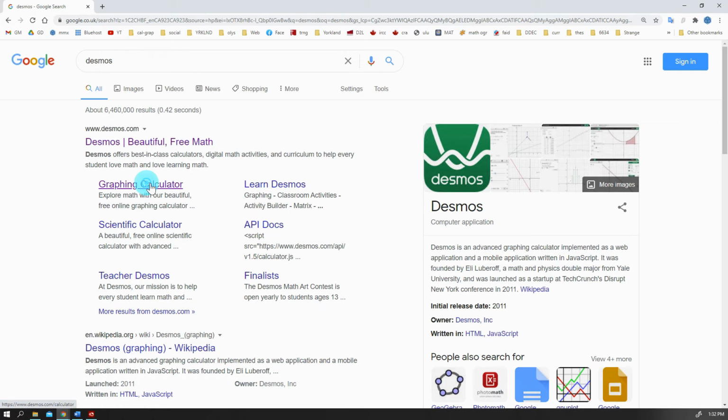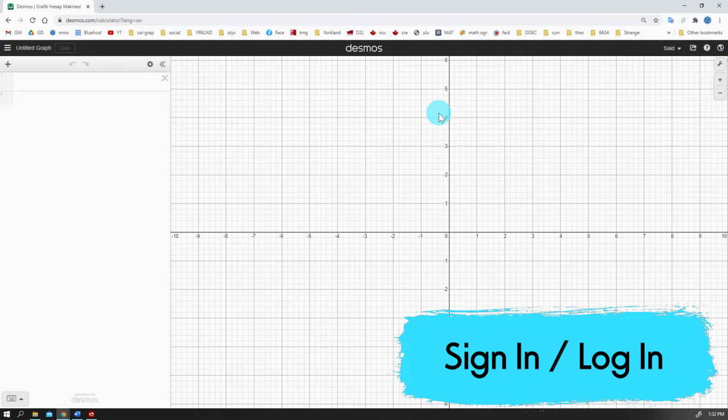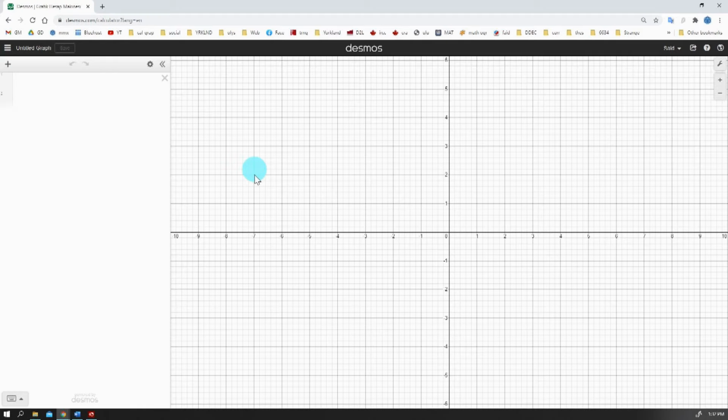I definitely recommend you to sign in or log in to Desmos. It's really important because it lets you save your graphs. You can access your saved work here. Just click this three-line icon on the top left corner and they will appear here. Let's start a new project. I will name it Mathematics because I am going to graph my channel logo.